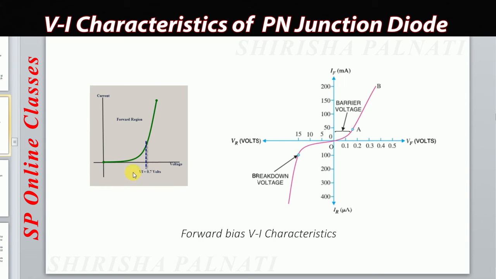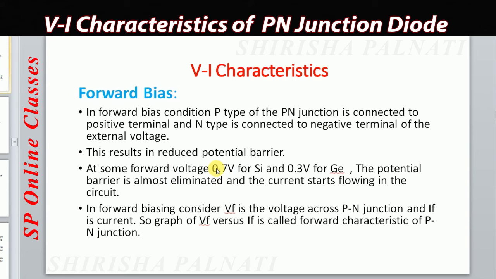And next, at some forward voltage, 0.7 volts for silicon and 0.3 volts for germanium, as I already told, the potential barrier is almost eliminated and the current starts flowing in the circuit. So in the forward bias condition, the depletion region is reduced, the potential barrier is almost eliminated, and current flows through the diode and the circuit.